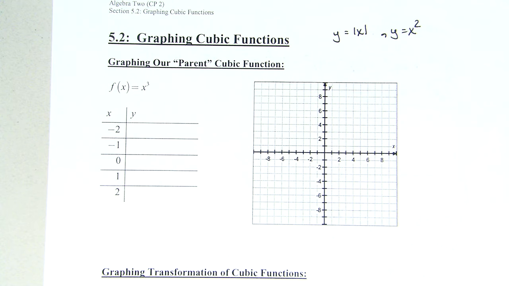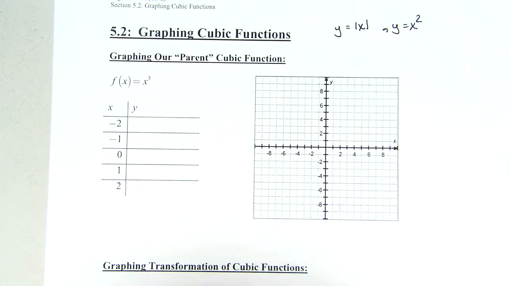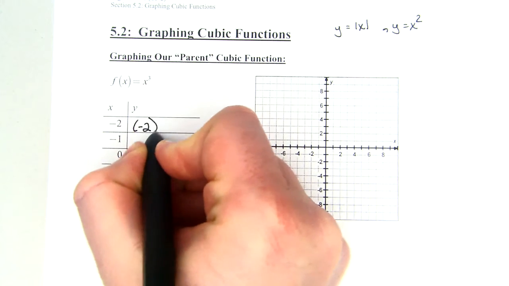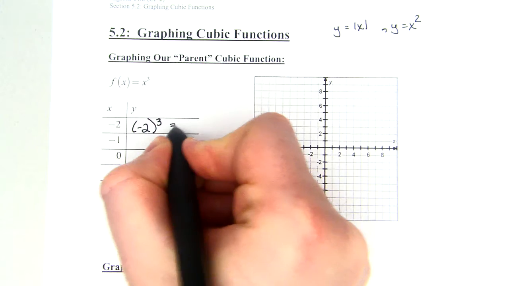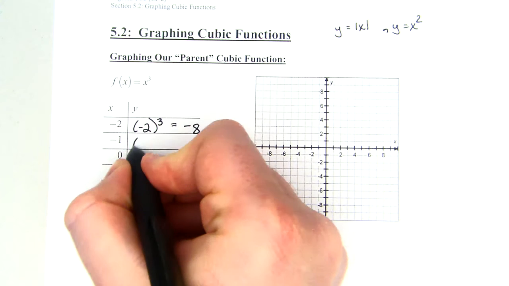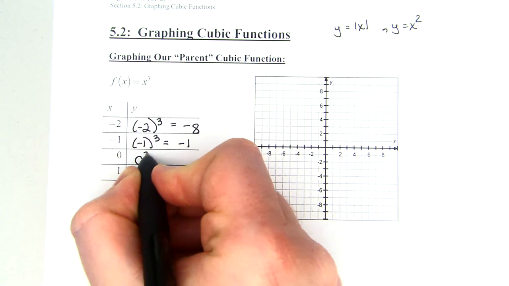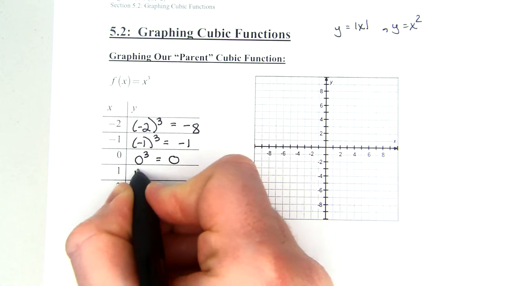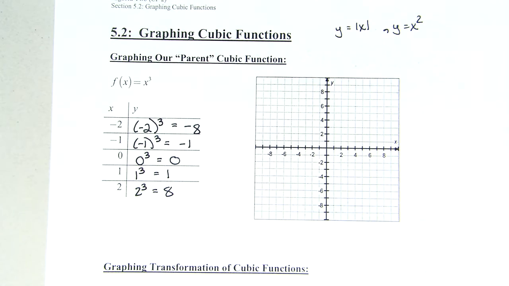So the first thing we need to do is make a table of values for f of x or y equals x cubed. Cube -2, remember, whenever you do a negative number raised to a power, you've got to put it in parentheses. -2 cubed is what? -2 cubed is -8, because -2 times -2 is 4, times -2 is -8. -1 cubed is -1. 0 cubed is 0. 1 cubed is 1. 2 cubed is 8.